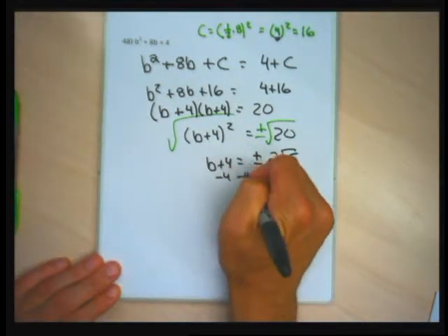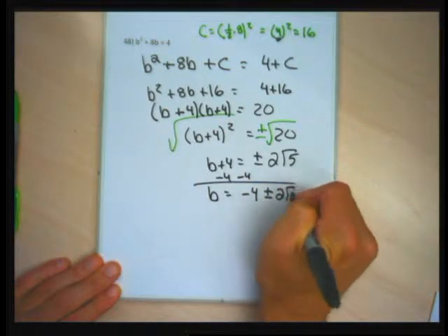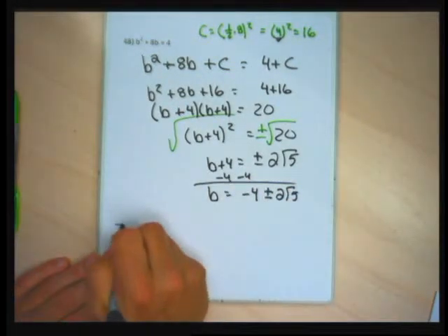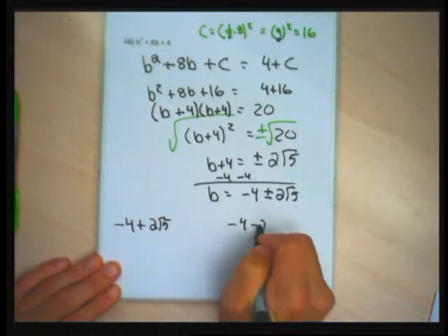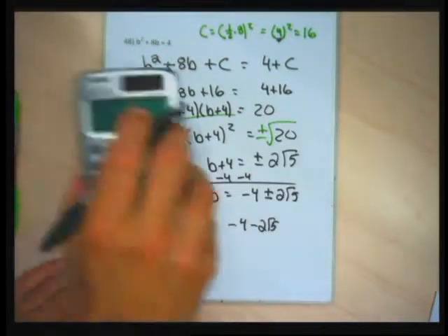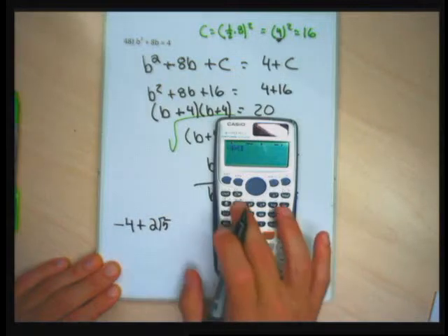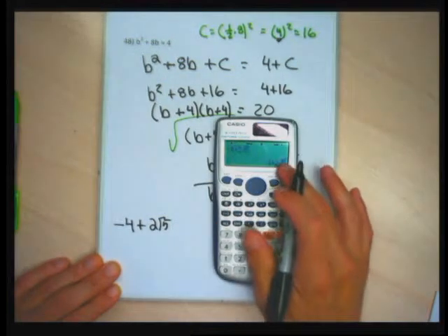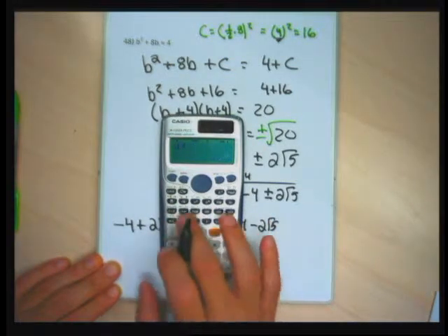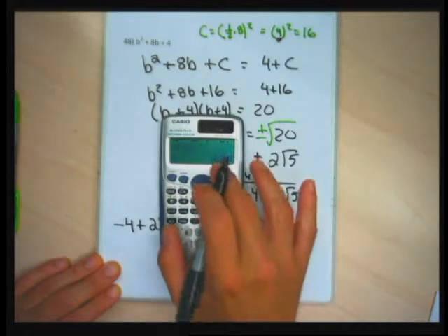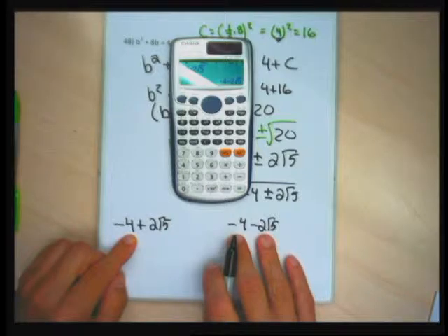I'm going to minus 4 and get b equals minus 4 plus or minus 2 square root of 5, which is minus 4 plus 2 square root of 5 and minus 4 minus 2 square root of 5. You'll see that both of these, if I did minus 4 plus 2 square root of 5 and I tried to reduce it, it doesn't reduce. Similarly, minus 4 minus 2 square root of 5, also you can't reduce. You can't combine the minus 4 and the 2 or the minus 4 and the minus 2 because they both don't have square roots.